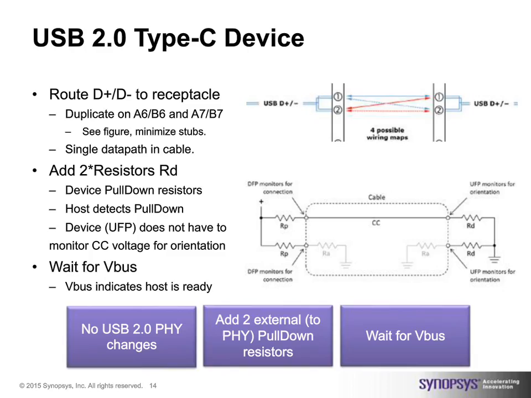The host will detect the pull-down resistors, and as a device, you don't have to monitor for connection or orientation. You just wait for VBus, which is what the standard device does anyway. When you receive VBus, that indicates the host is ready, and you go on as normal. So to summarize, no PHY changes, add 2 resistors, and wait for VBus. So that's simple.